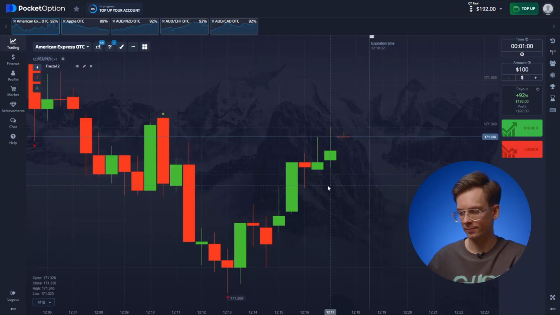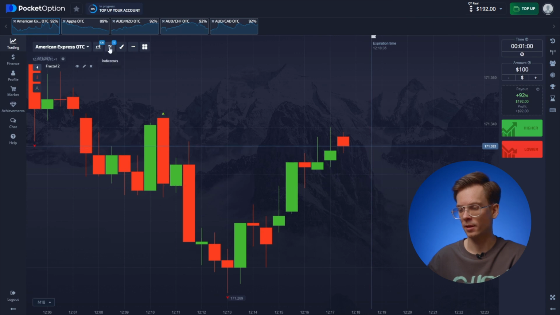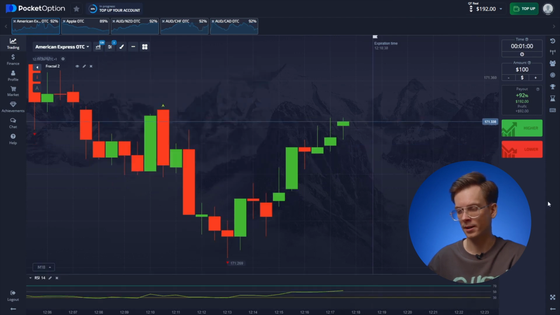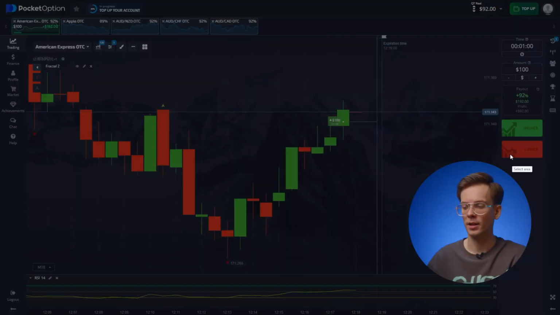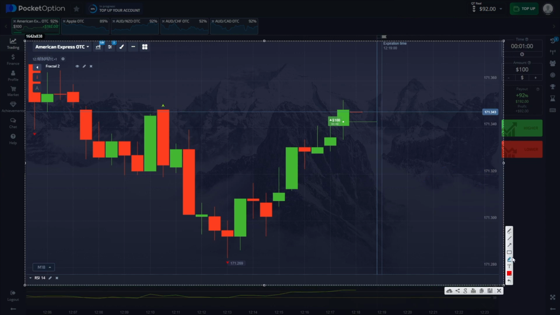American Express. I'm keeping the investment amount at 100. I'm adding another indicator, the RSI. Okay, pressing higher. Now I'll explain why I invested this way.